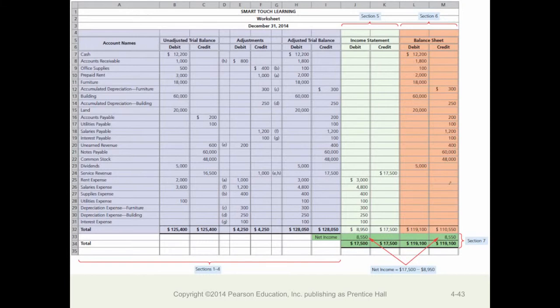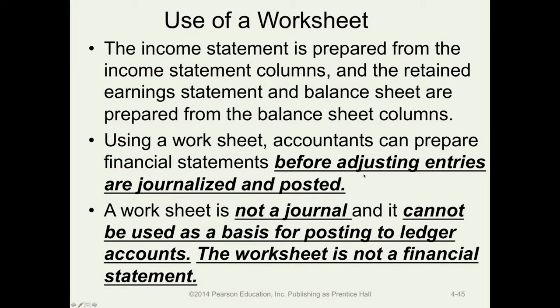And the benefit is now you could prepare the balance sheet directly from the worksheet, and you could prepare the income statement directly from the worksheet. So the income statement, of course, is prepared first, and that's coming from the income statement columns, and then the retained earnings is moved to the balance sheet.